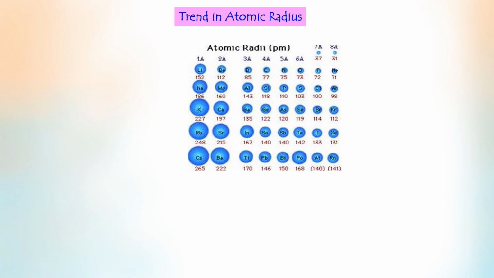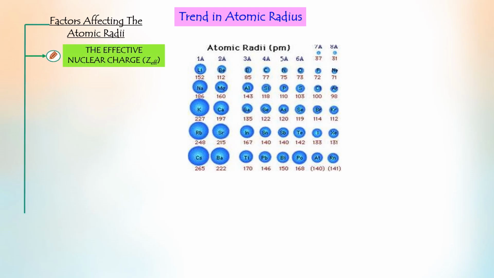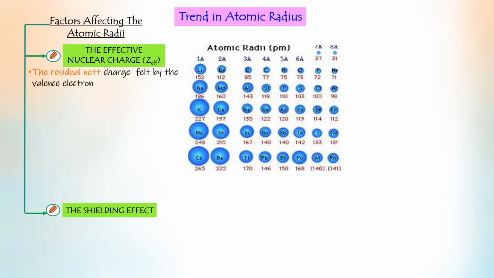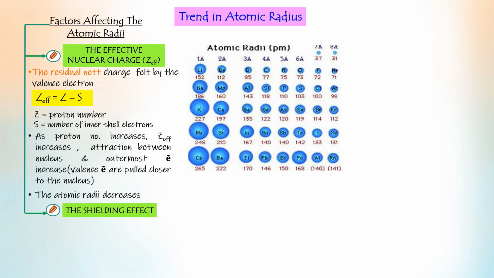Trend in atomic radius. There are two factors affecting the atomic radii. The first factor is the effective nuclear charge, or ZEF, and the second factor is the shielding effect. The effective nuclear charge is the residual net charge felt by the valence electrons, where ZEF is equal to Z minus S. Z is the proton number, and S is the number of inner shell electrons.